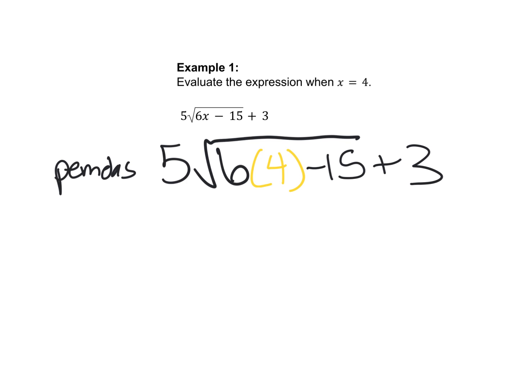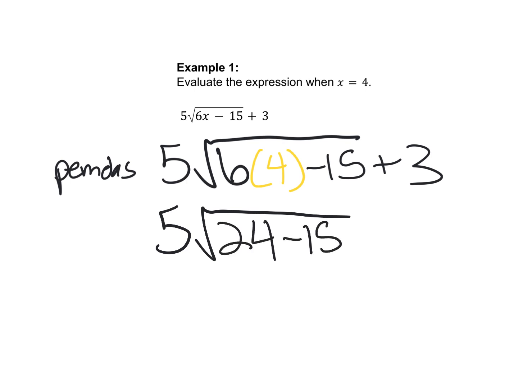Notice there are parentheses, but these parentheses here mean that we're actually multiplying. This square root is kind of like a whole quantity, and we can treat it kind of like parentheses, but I'm going to move on. There are no exponents, so I'm going to move on to multiplication, which I have right here, which is under the square root sign, which is where I want to start. So I'll write the 5 as it is, and I'm going to take 6 times 4, which is 24, and continue writing the minus 15 and leave the 3 as it is.